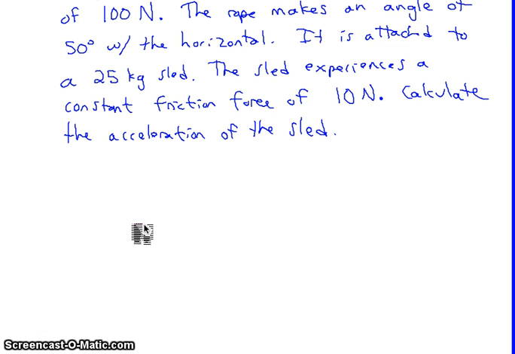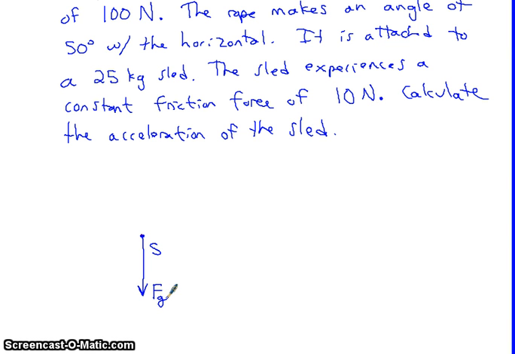So first off, I'm going to draw a dot that represents the sled. The reason I'm drawing the sled is because the sled is the object that's accelerating. We don't really care about the person. We care about the acceleration of the sled, so we want to draw the forces that are acting on the sled. What I always recommend is draw gravity first. If you're on the Earth, there's going to be a force of gravity. Now I'm going to label this Fg.